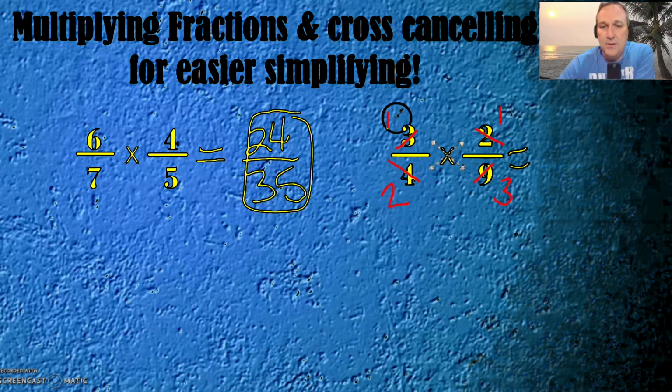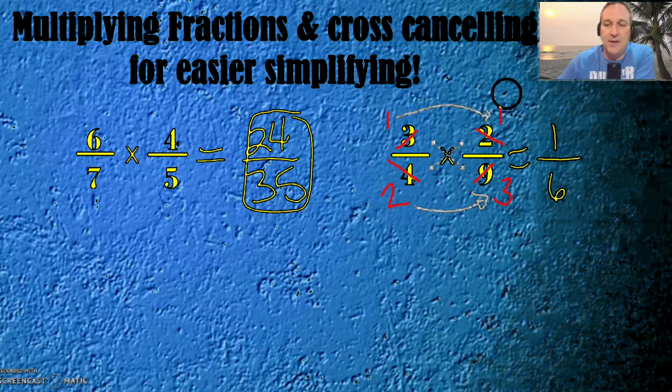Multiply this times this, and this times that. And what do we end up with? We'd end up with 1/6 again. 1 times 1 is 1, and 2 times 3 is 6. That's called cross-canceling. It's a really handy method of multiplying.